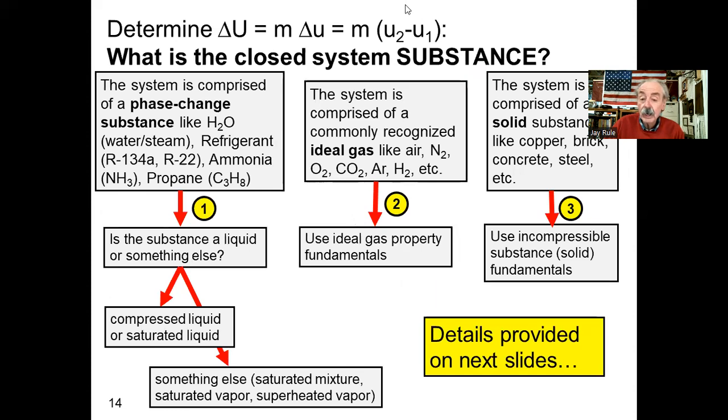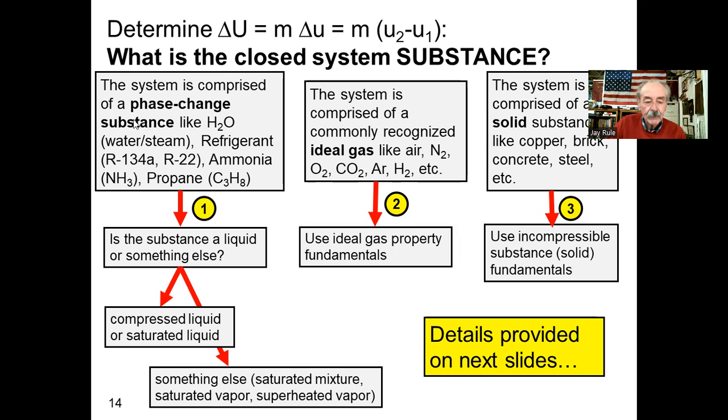Okay, next is another decision tree. Determine delta U. And the question you have to ask yourself as an engineer is, what is the substance contained in the closed system? Okay, so I've got 3 basic categories of substances that you will encounter in this class.